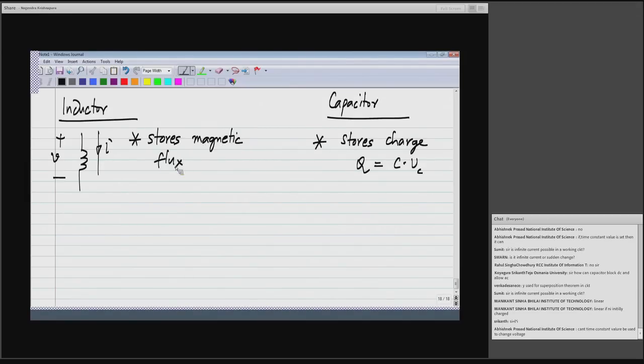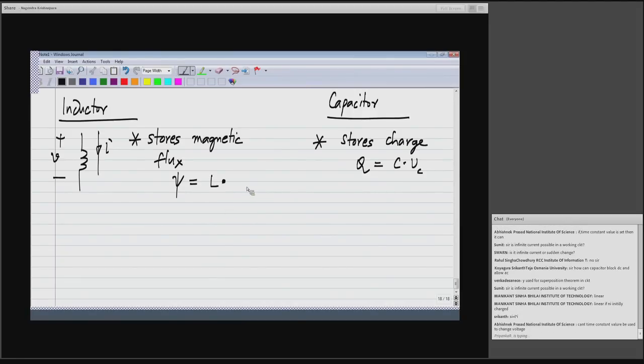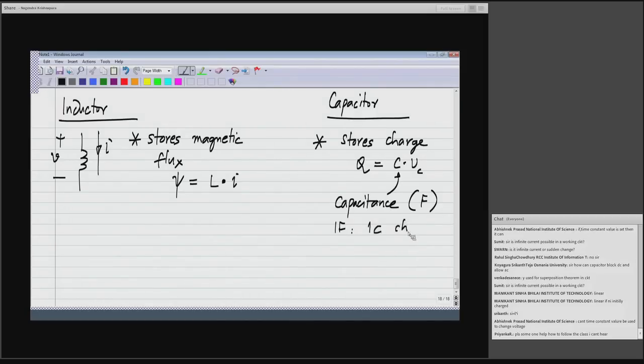We will not worry about the details of construction of the inductor and how much flux it stores and so on. But just like a capacitor stores charge, it stores flux, and the amount of flux linkage that is stored is given by some number L, which is called the inductance of the inductor, times the current through the inductor. So this C, the constant of proportionality, is called the capacitance for a capacitor, and it's measured in farads. So 1 farad will store 1 coulomb of charge when 1 volt is applied across it.